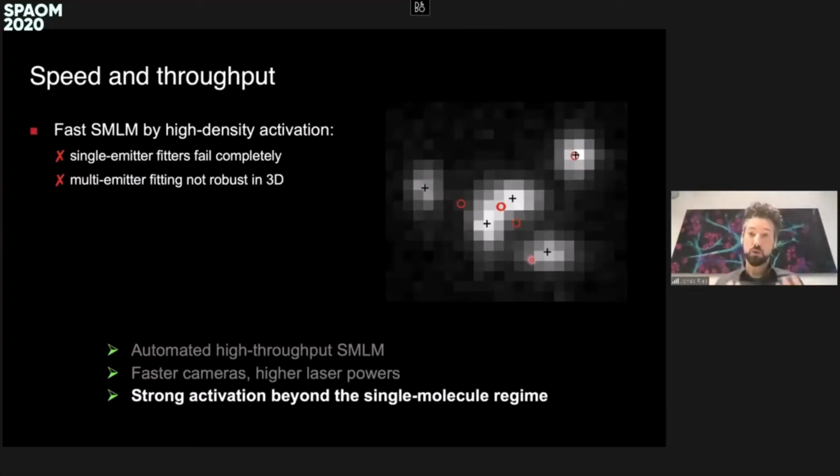Of course, people try to improve on this, and many groups are now developing so-called multi-emitter fitting algorithms that can deal with these situations. Unfortunately, to date, these multi-emitter fitting algorithms are not very robust when we look at 3-dimensional samples. So in a recent software challenge, and I come back to this, it became clear that even standard single emitter fitters can be better than these multi-emitter fitting approaches when we come to dense 3D structures.